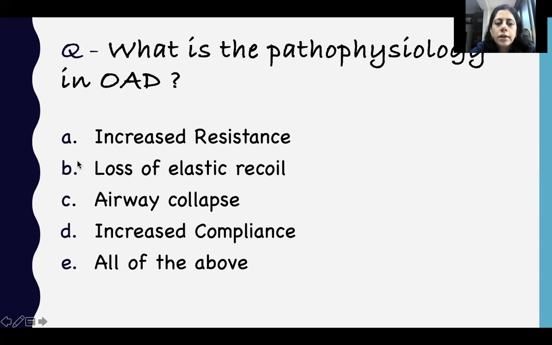So what is the pathophysiology of obstructive airway disease? Is it increased resistance? Is it loss of elastic recoil? Is it airway collapse or increased compliance? The pathophysiology in obstructive airway disease is quite complicated, and it includes all the four things that are listed here. That means the correct option is all of the above. So let's slowly go and see how the pathophysiology works.